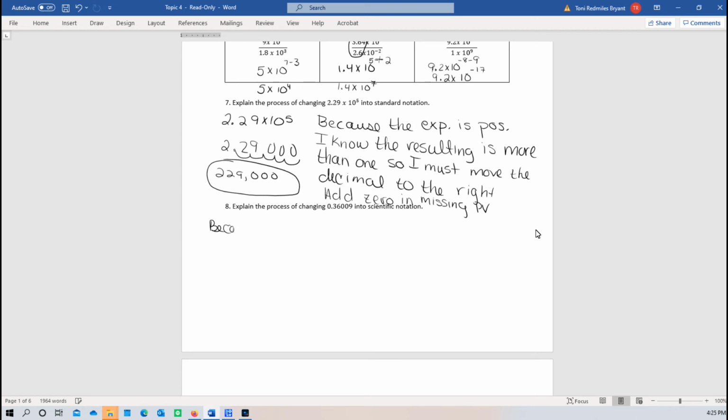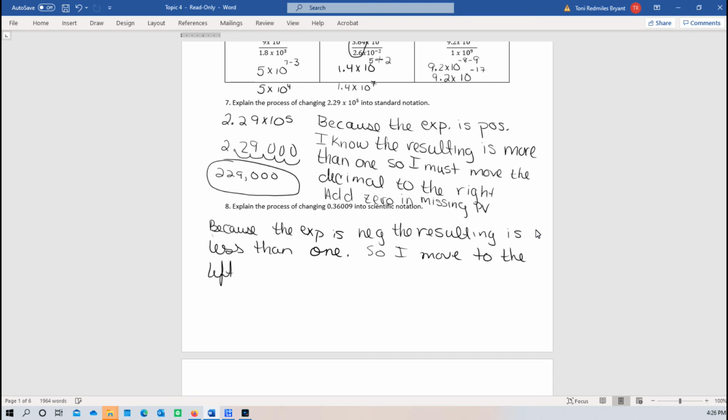All right, explain the process of changing this one. So in this one, because the exponent is negative, the resulting number is less than 1. So I move to the left. I forgot that that's the decimal. Put in parentheses. Okay.